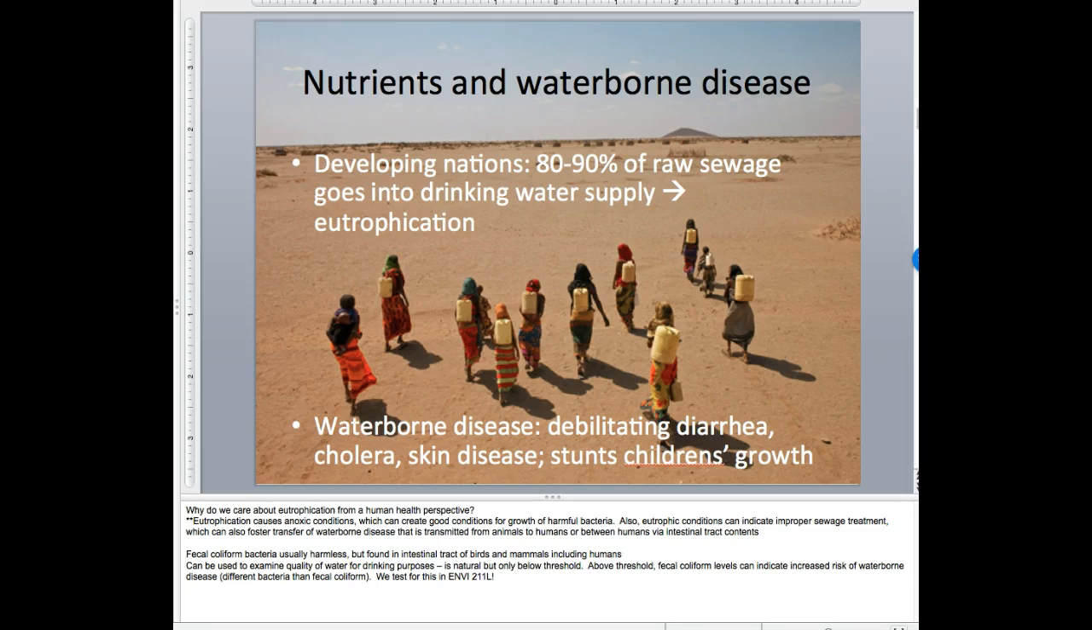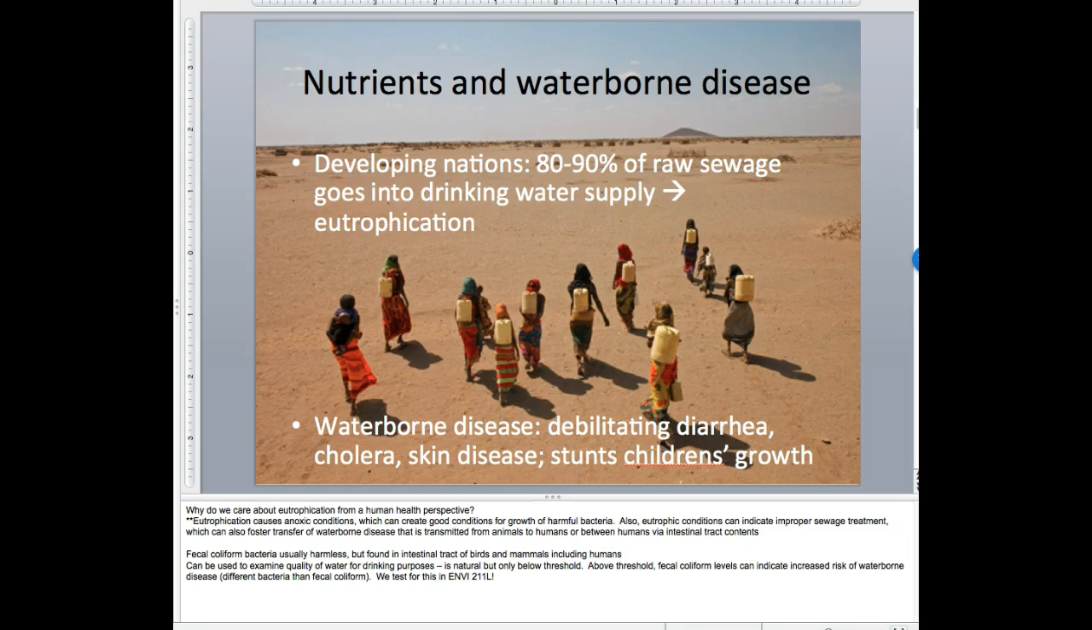And along with those low oxygen, high phytoplankton, eutrophic conditions, we see a lot of waterborne disease crop up. So things like cholera, skin disease, debilitating diarrhea. We see stunting of children's growth, all because we have these high sewage, high eutrophication, high nutrient, low oxygen conditions where certain waterborne diseases can thrive and other good bacteria are not found as prevalent.